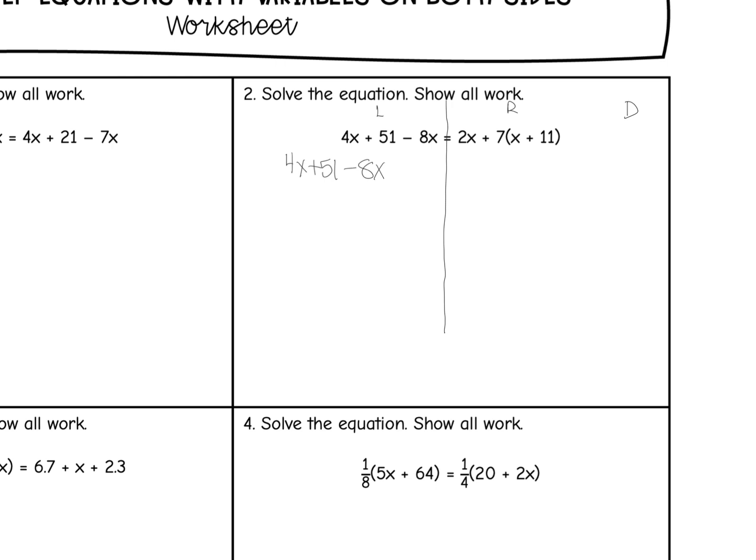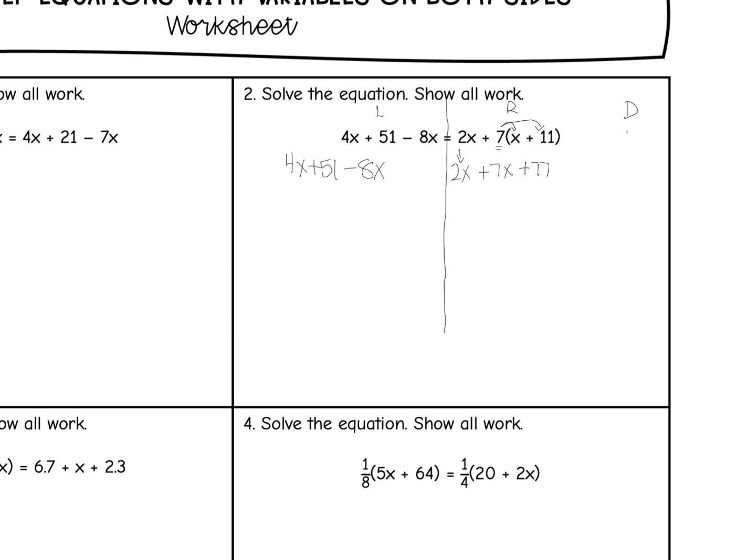I'm just going to rewrite it so I keep everything at eye level for me. And then on the right-hand side, I have this 7, positive 7, and I'm going to distribute that into everything. So nothing I'm doing yet with the 2x. I'm simply going to bring that down. And then 7 times x is positive 7x. Don't forget the sign. Positive 7 times positive 11 is positive 77.